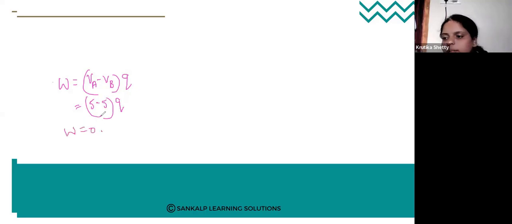So what we can explain here is that on the equipotential surface, the potential value is equal at each and every point. Therefore the work done will be 0, because the potential difference is 0. When the potential difference is 0, the work done is 0. Hope it is clear now.